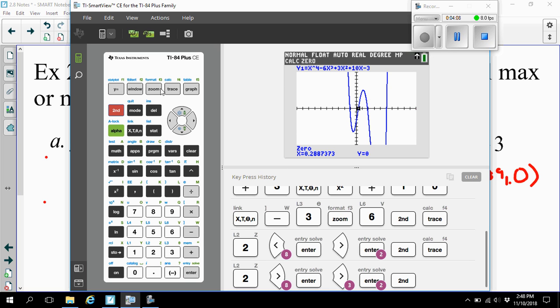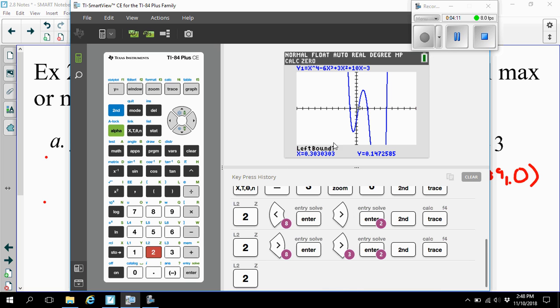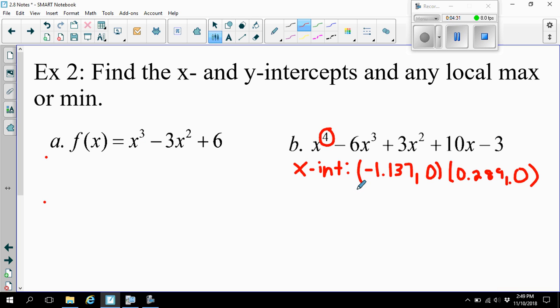Now I find the other 2. Once again, I go to second trace and then go to number 2. To find my third 0, left bound means above the x-axis because that's on the left-hand side of our x-intercept. Then I go to the right bound, which means below, and press enter one more time. Here we have 1.816. We'll write that down as an ordered pair. And then our last one.